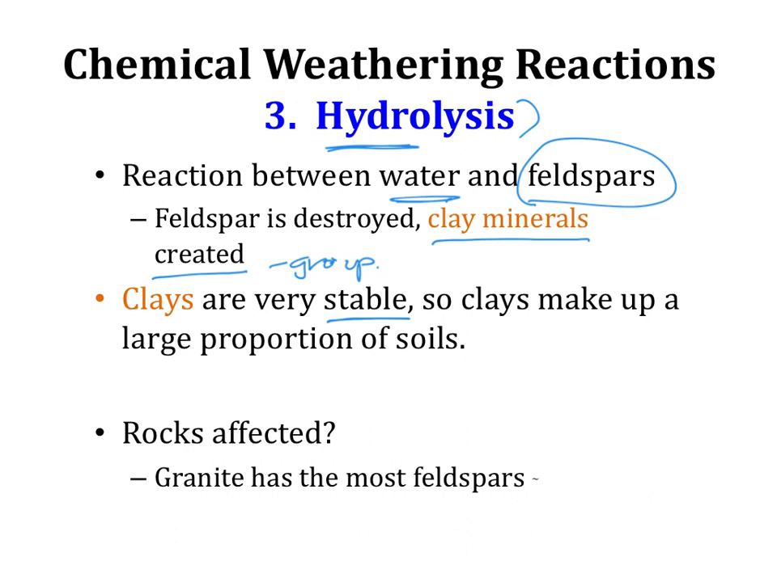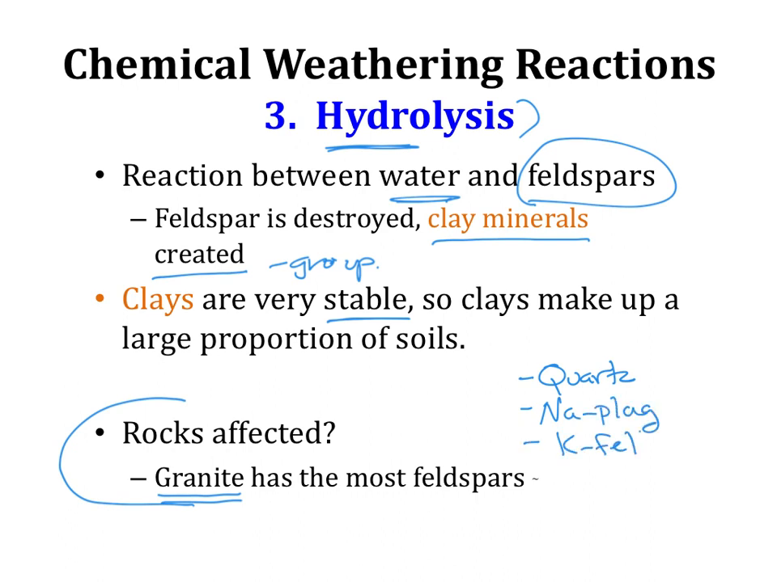So the rocks that are going to be affected in this way, the ones that are going to make clay by destroying feldspars, are going to be mostly granite, because granite has more than one feldspar. Remember, granite was made of quartz, which is not a feldspar, and the sodium-rich plagioclase feldspar and potassium feldspar. So these two are both feldspars. So when you weather granite, you're going to make a lot of clays through this hydrolysis reaction.